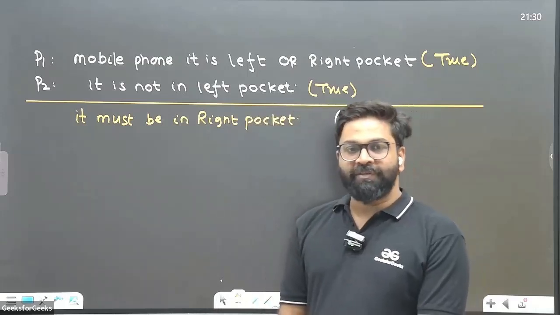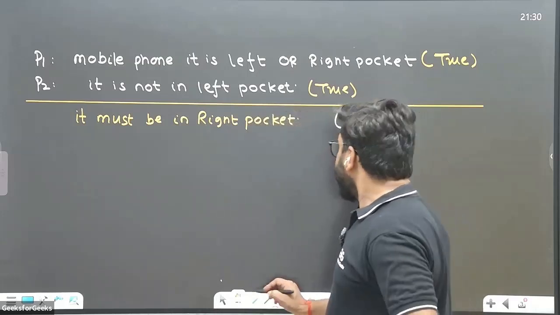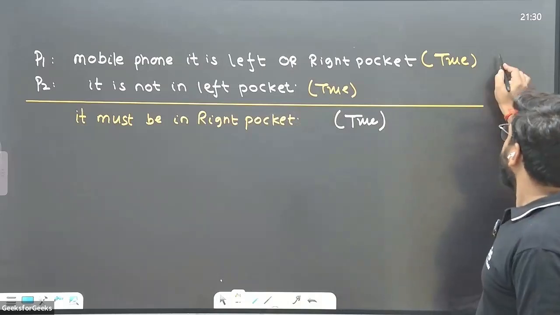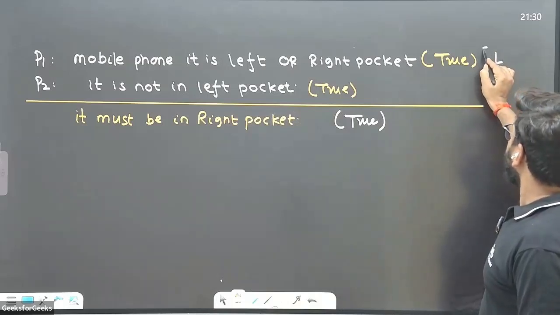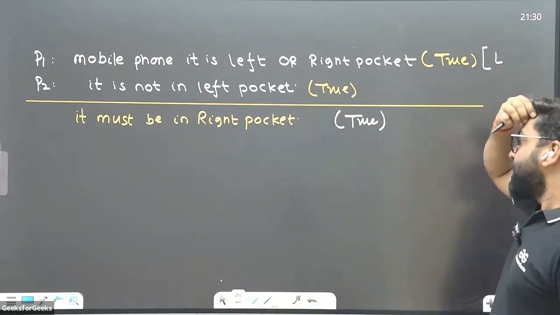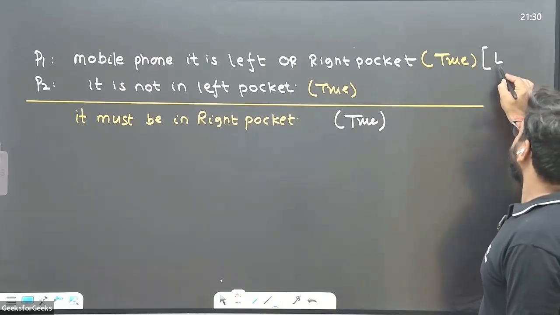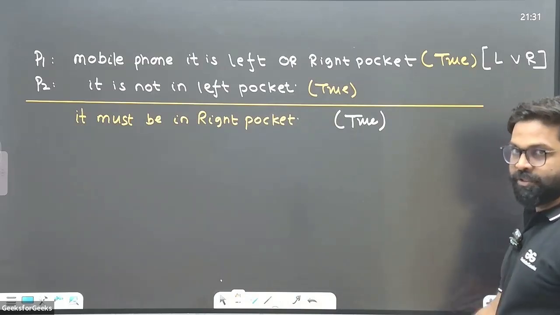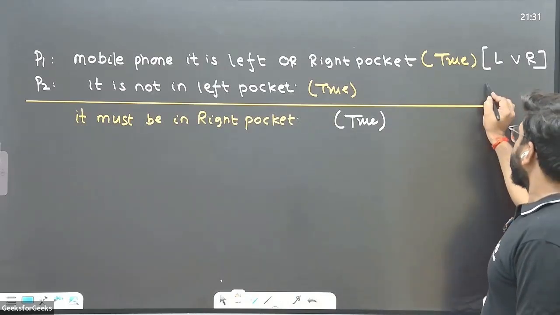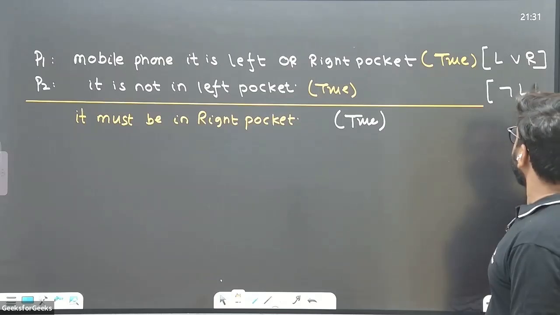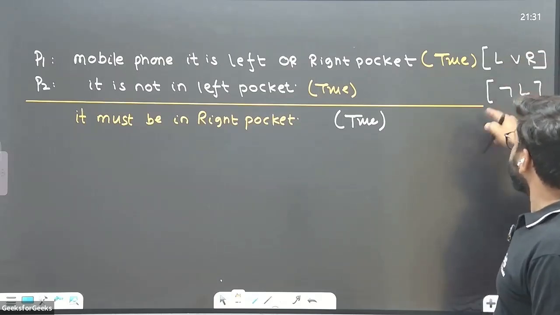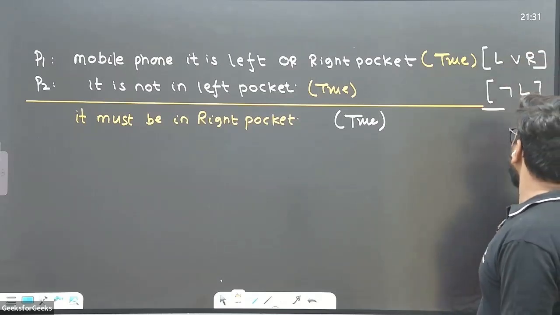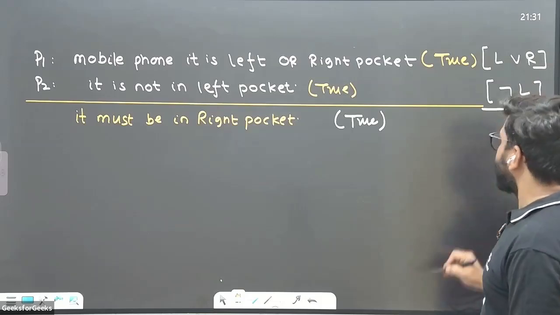Now, let's try to prove these things mathematically. So for example, here I'm writing my first statement. I'll try to convert it into a logical expression. The logical expression says that the mobile phone is in the left pocket or in the right pocket. This is your first expression. Now, the second statement says that it is not in the left pocket. So this is your first premise, this is your second premise, and the conclusion shows that it must be in the right pocket.